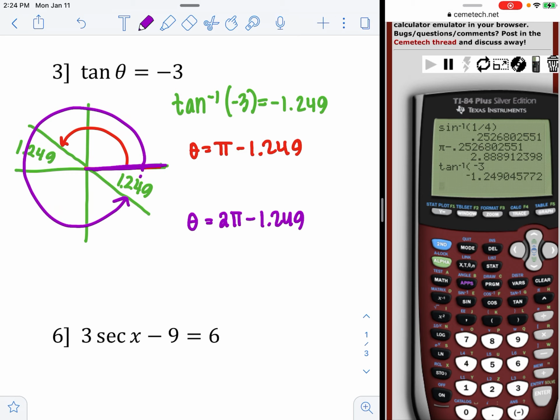Okay, so I need to do pi minus 1.249. If you look at what's on my calculator, it's negative. I need it to be positive so that I can subtract it, right? So to make this number positive, the first thing I'm going to do is hit times -1. Now I can do pi minus that and 2 pi minus that, but I have to do two things: pi minus it and 2 pi minus it.